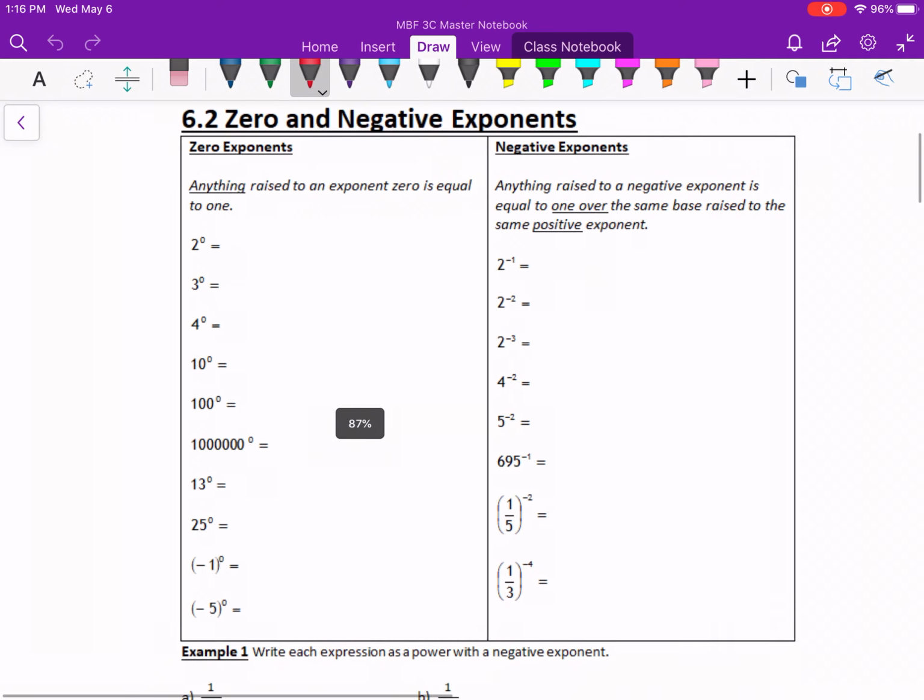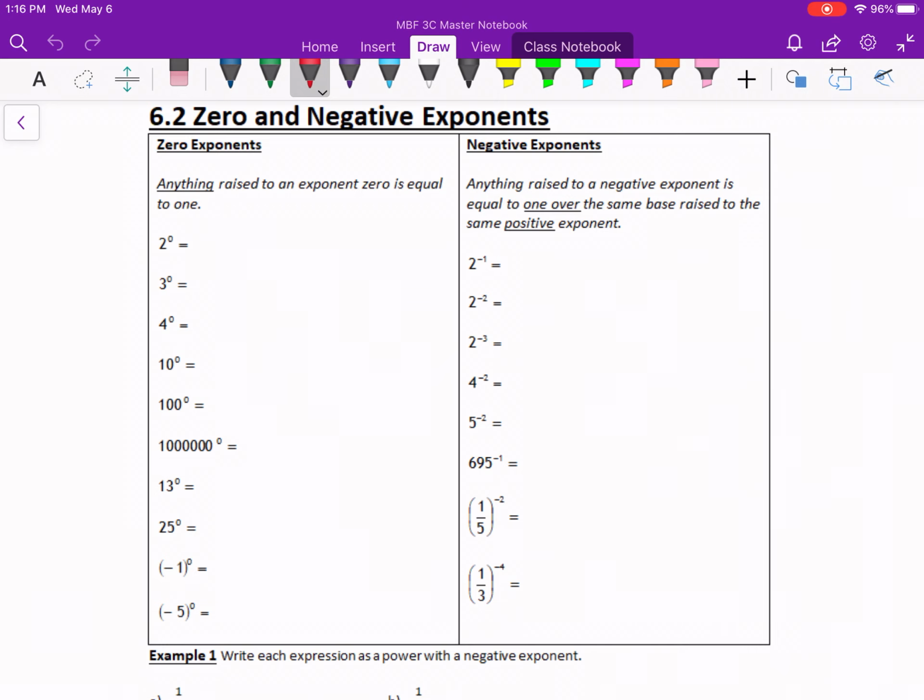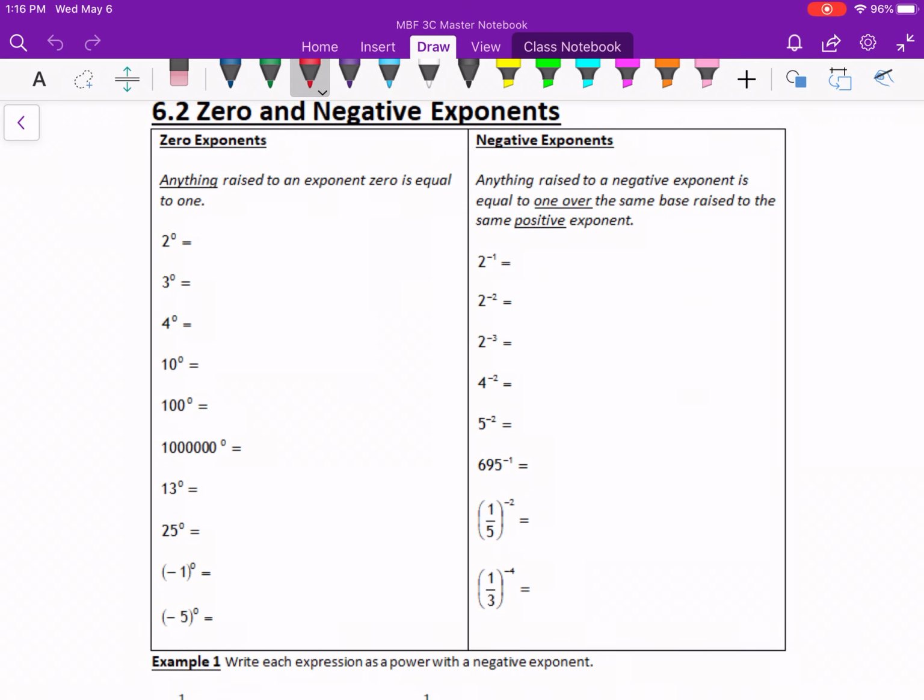The first one is really easy. Zero exponents. Anything raised to the exponent 0 is equal to 1, as in the number 1. 2 to the exponent 0 equals 1. If you have a calculator handy, and you should, try 2 to the exponent 0 and you'll see that it equals 1. So it is 3 to the 0, or 4 to the 0, or 10 to the 0, or 100 to the 0, anything to the 0. This one is 1,000,000 to the 0. That's still going to equal 1. Check it out on your calculator.